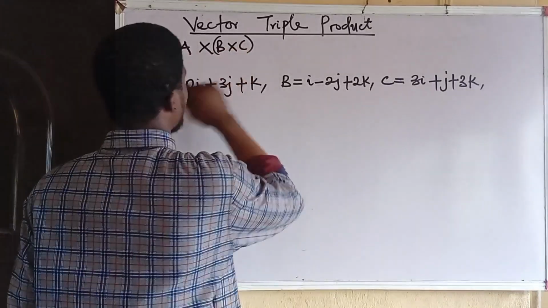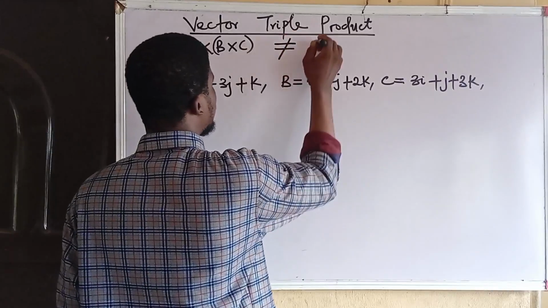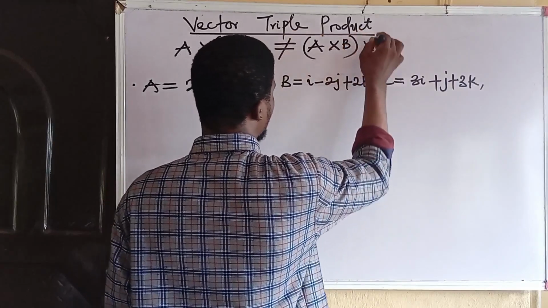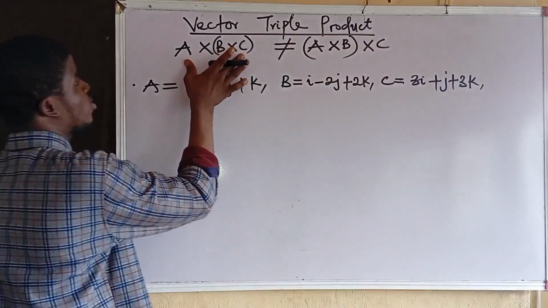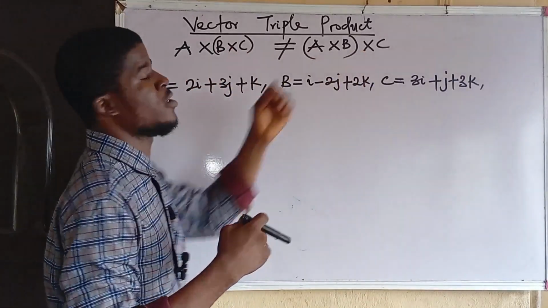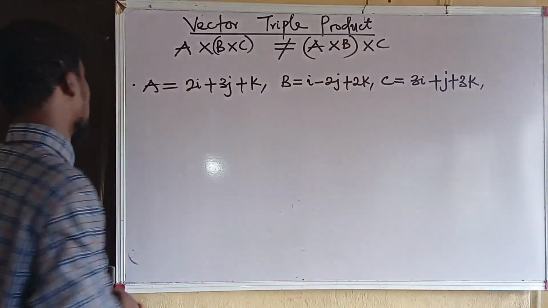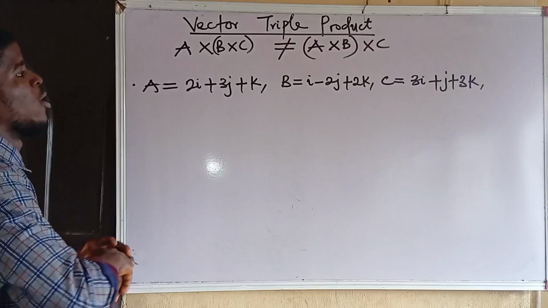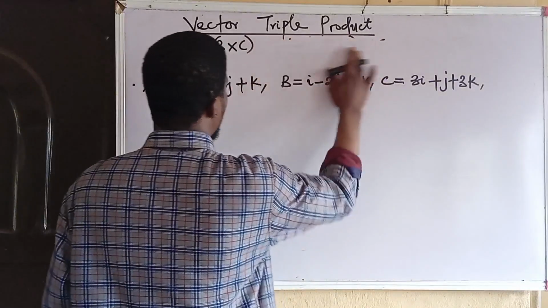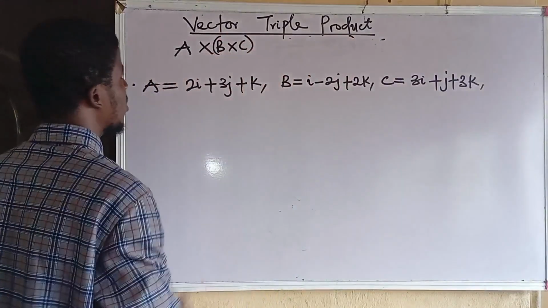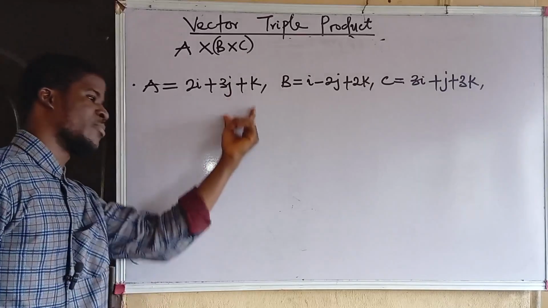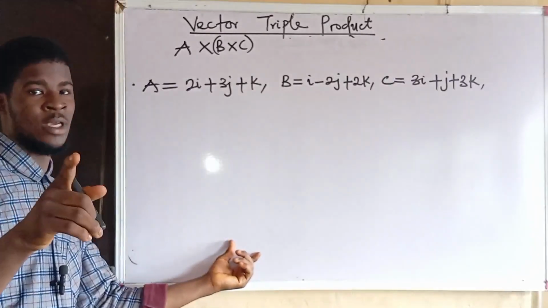Now, take note, this is not equal to (A cross B) cross C. So, this is what we are doing and not this, except the question specifies in this order. So, if I have A, B, and C, and I want to do the vector triple product of A, B, and C, I'll simply do this. Okay, now watch. I'll be showing you a shortcut after this first procedure. So watch to the end.